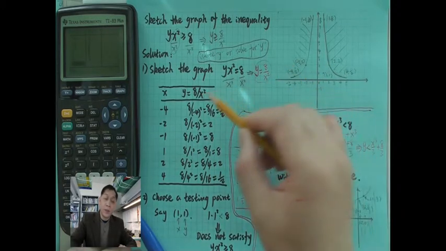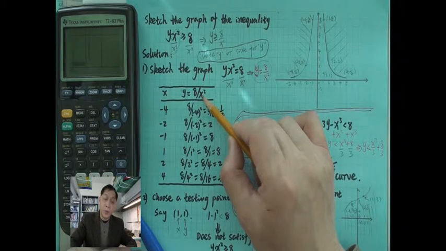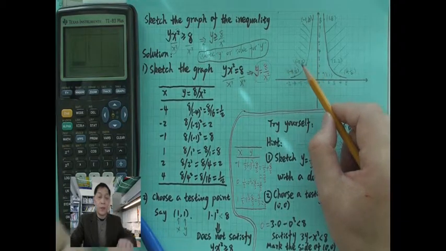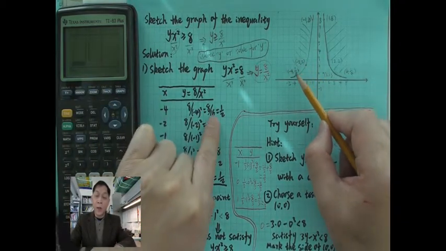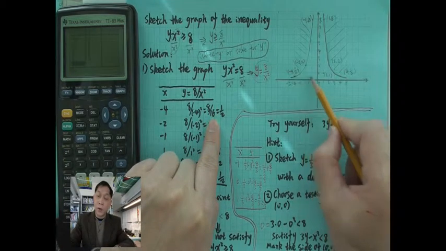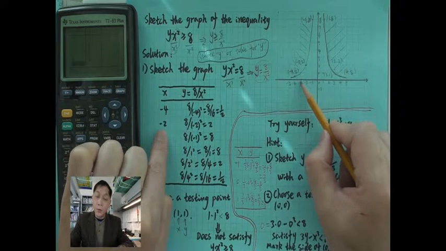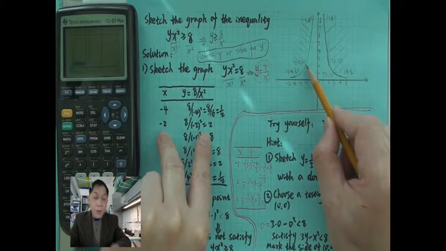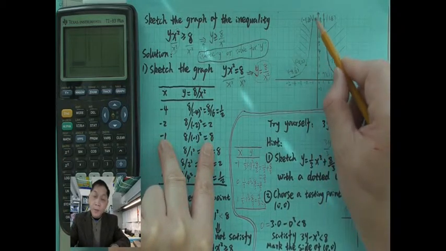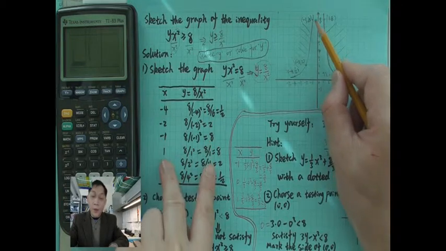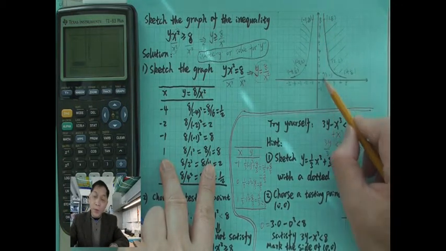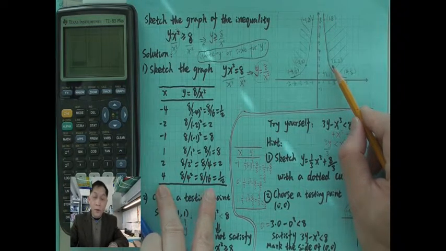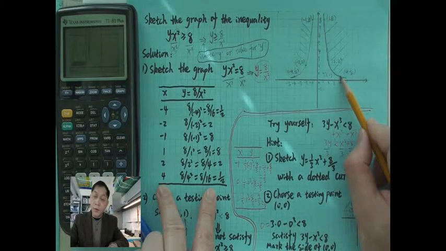Apparently, x cannot be 0, because that's in the denominator, so that's why I didn't put 0. Now, you have -4 for x, y is 1/2, so this point is (-4, 1/2). Then (-2, 2), and (-1, 8). Similarly, you have (1, 8), where x is 1 and y is 8, then (2, 2), and (4, 1/2) is this point.